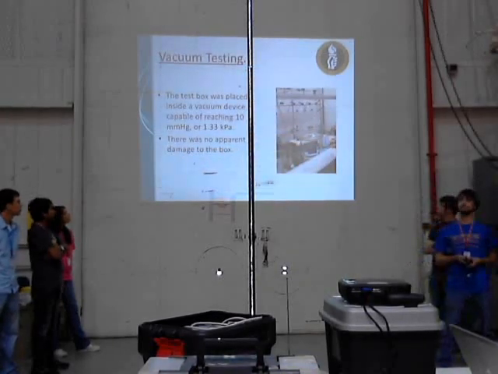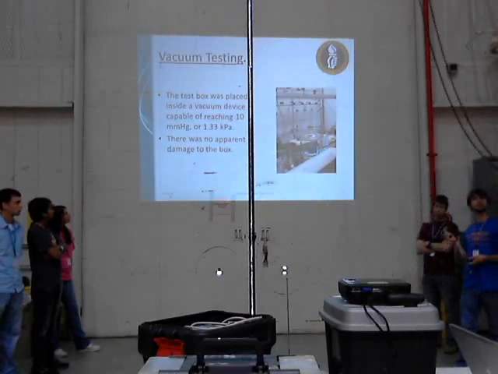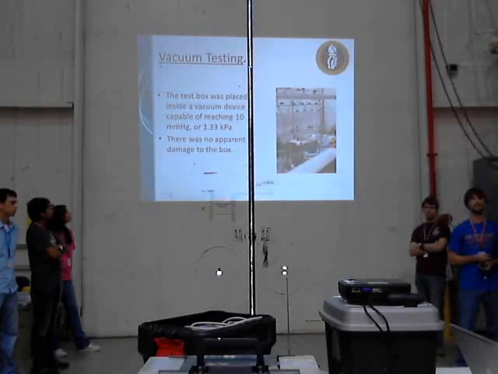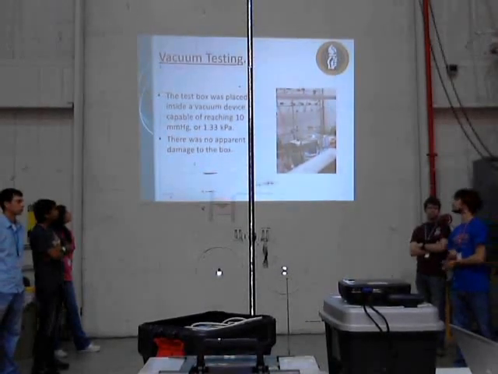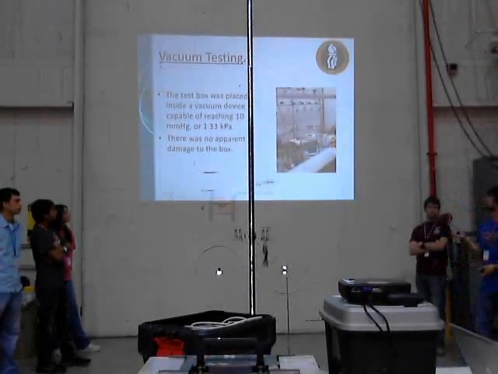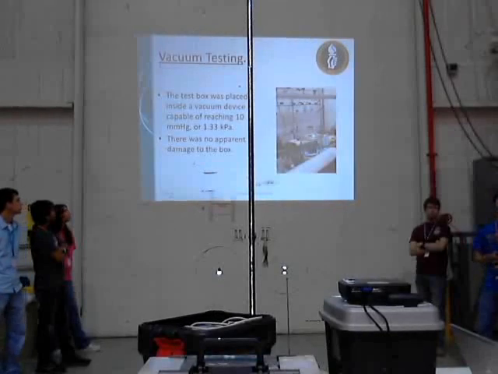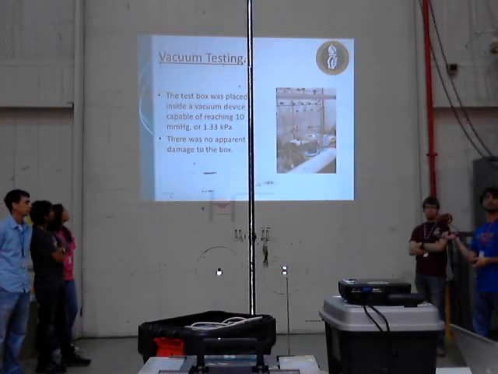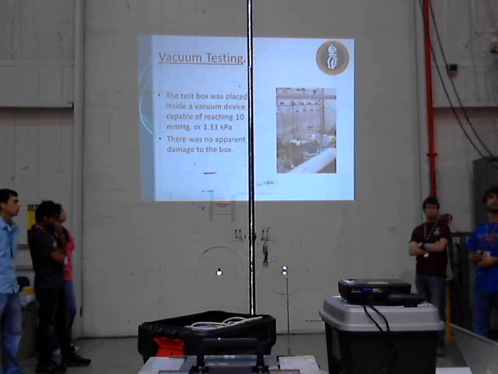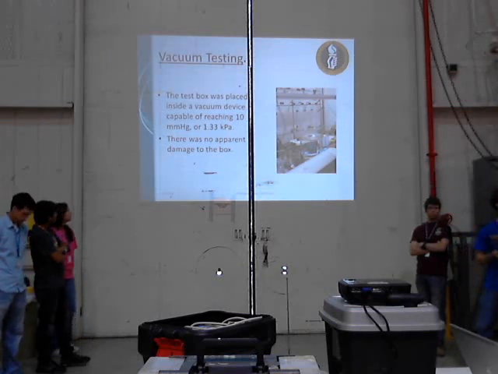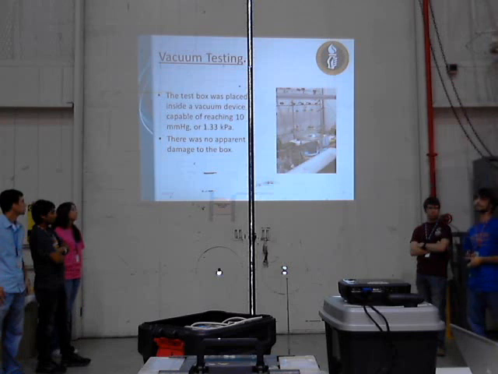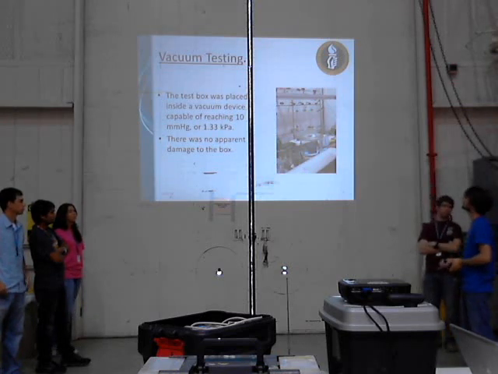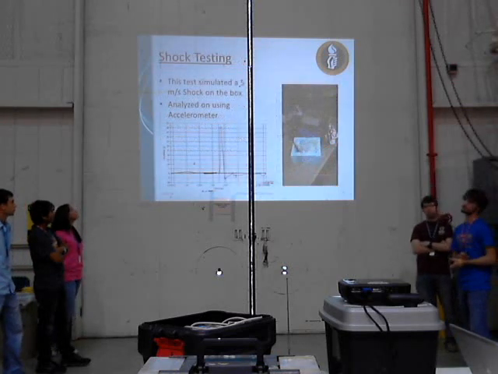The next thing we had to do was make sure that none of our components would fail in the vacuum test. Nothing would pop, or the bubbles in the glue, because we used Gorilla Glue, would pop. This was done with a 10 mmHg vacuum, which is an equivalent of 1.33 kPa, below what we will be experiencing up in the atmosphere. And there was no apparent damage to the box.